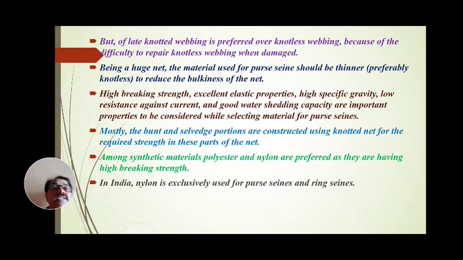Among the synthetic materials, polyester and nylon are preferred as they have high breaking strength. These polyester and nylon materials are the most important for manufacturing a number of gears and nets in India. Nylon is exclusively used for purse seines and ring seines in India.